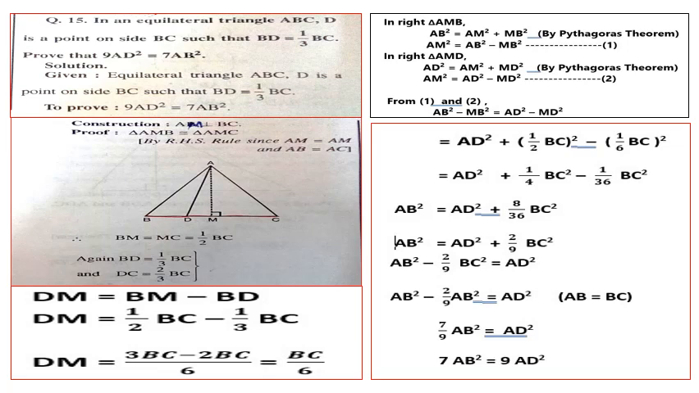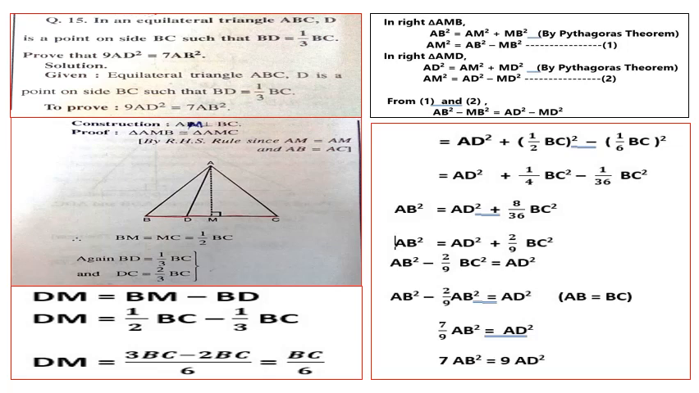Then we get AB square is equal to AD square plus 2 by 9 BC square. Now we are taking this 2 by 9 BC square to the LHS. Then we get AB square minus 2 by 9 BC square is equal to AD square. We know that triangle ABC is an equilateral triangle. So therefore AB is equal to BC. So that BC we can change into AB. Then we get AB square minus 2 by 9 AB square is equal to AD square.